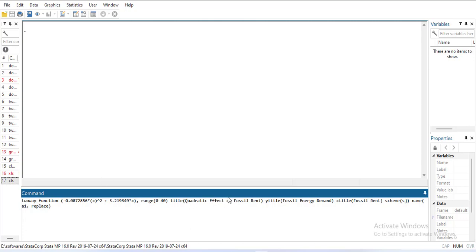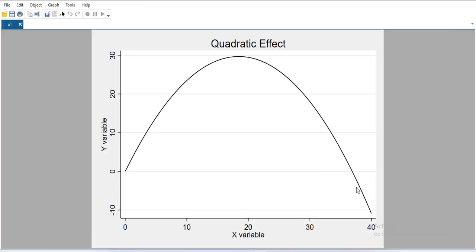Then you can add a title, so you can write anything. So I said quadratic effect. Then you can write on the y-axis the y variable, and on the x-axis you can have the input variable, which is the x variable. Then you can set scheme sj so that it is a black and white scheme, and name a1 and replace. Name a1 means that it will store the graph in memory with the a1 name, and replace means if there is already a graph there, it will overwrite the a1 name. So when you do it, it will plot the graph. So this way you can plot your function.